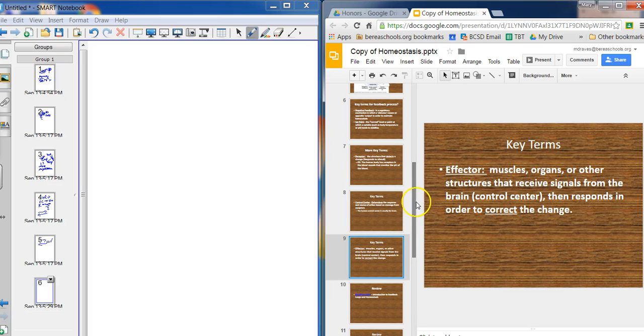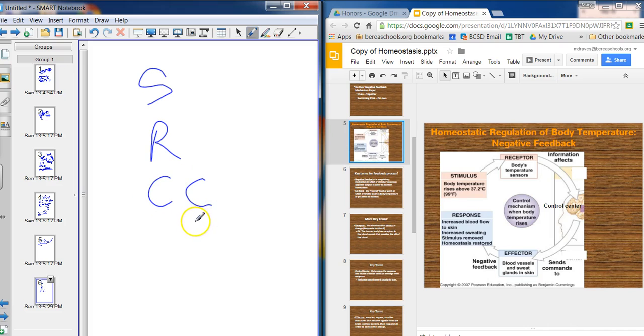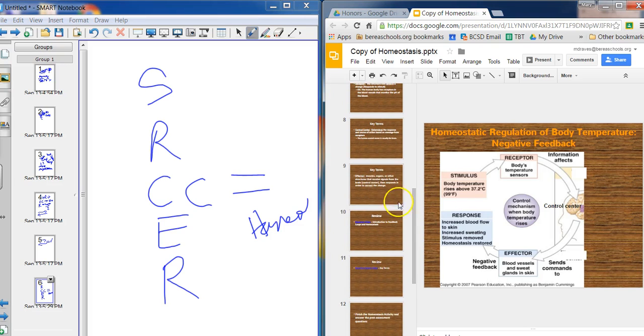Okay, so if we were to go back to this slide, you have a stimulus, which is basically the input of the external environment on the receptor. The receptor receives that information and sends that message to the brain, which is the control center, and then the control center sends messages to the effector, which then provides the response. Again, this is all for homeostasis. This is the negative feedback that happens to maintain homeostasis in a human being.